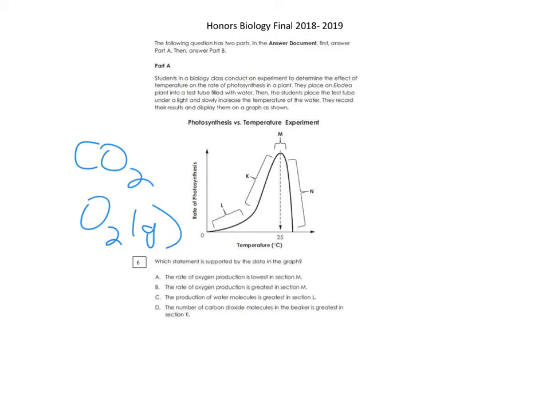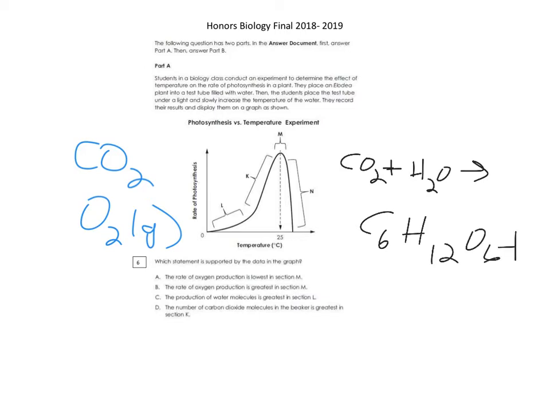And all you really have to do is write out the equation that you've been taught, that you've learned, that you've been tested on. CO2, right, plus what? Water yields C6H12O6 plus what? Oxygen gas. All right, so you should know that. You should know what's going on with that.